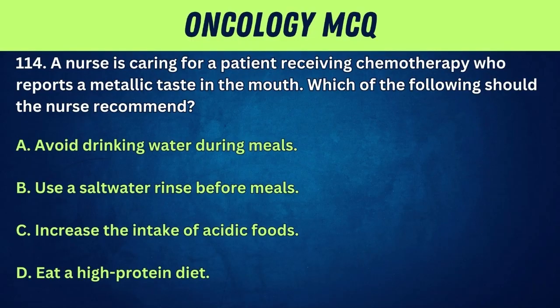114. A nurse is caring for a patient receiving chemotherapy who reports a metallic taste in the mouth. Which of the following should the nurse recommend? A. Avoid drinking water during meals. B. Use a saltwater rinse before meals. C. Increase the intake of acidic foods. D. Eat a high-protein diet.